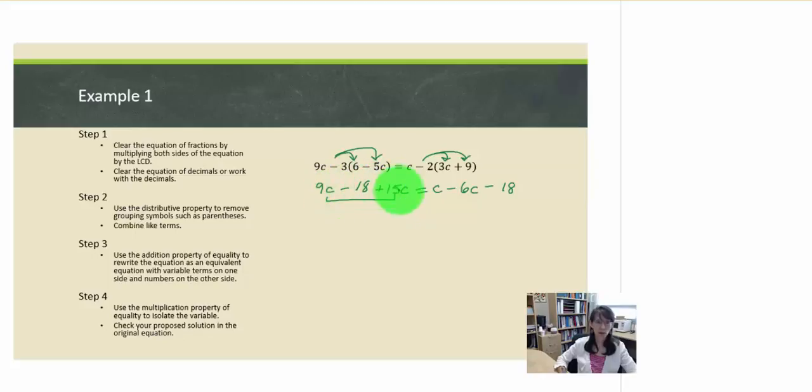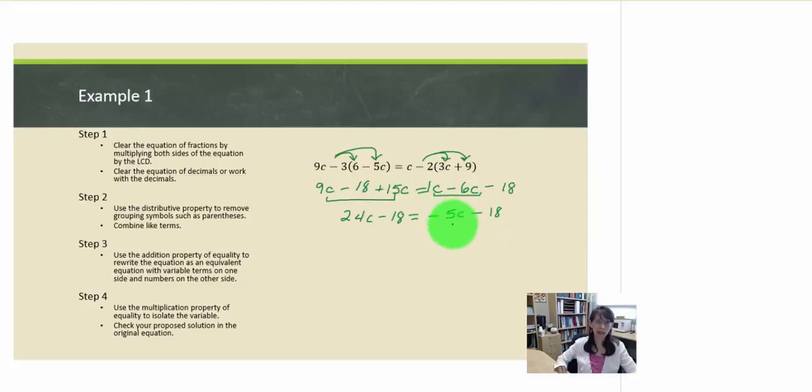We have two terms with a variable, so we need to combine 9 plus 15 to get 24c minus 18. And on the right-hand side, c minus 6c are like terms. So this c really is 1c minus 6c. That's negative 5c minus 18. Notice that we have the variable c on both sides of the equation, and we have constant terms on both sides of the equation. So our work is not done.